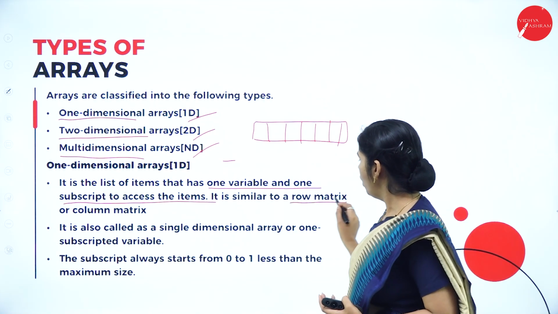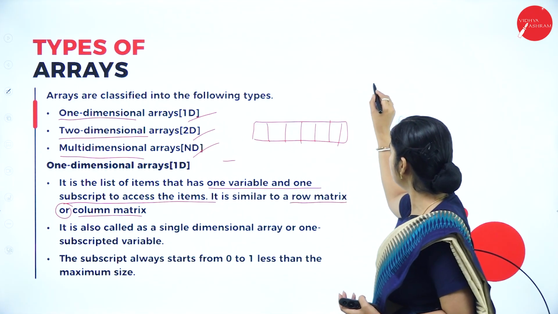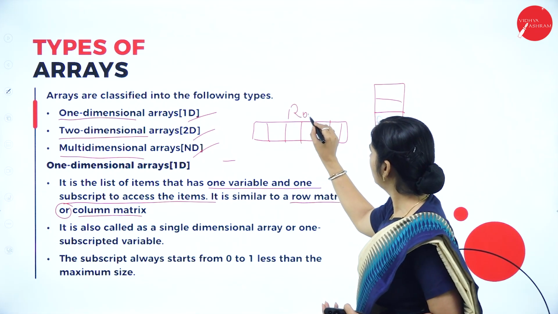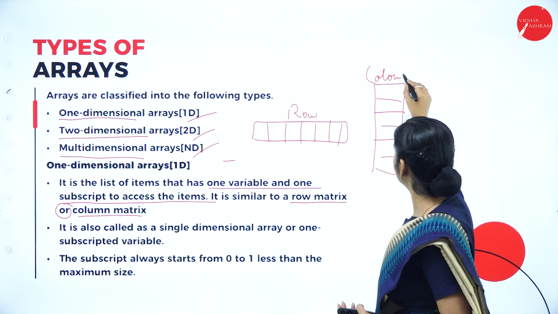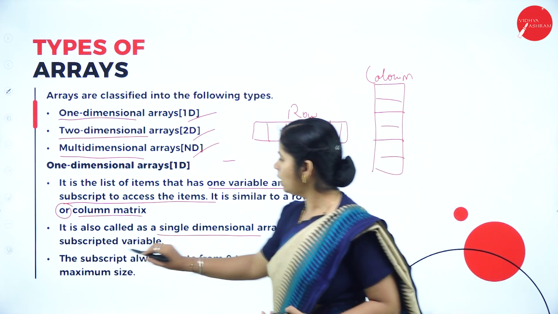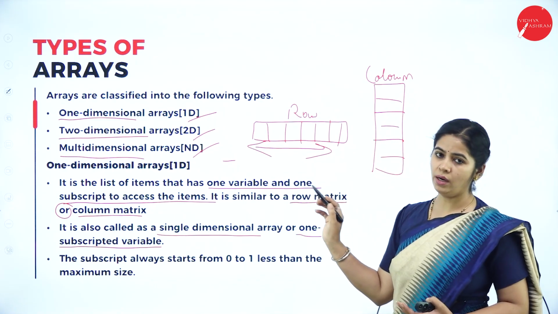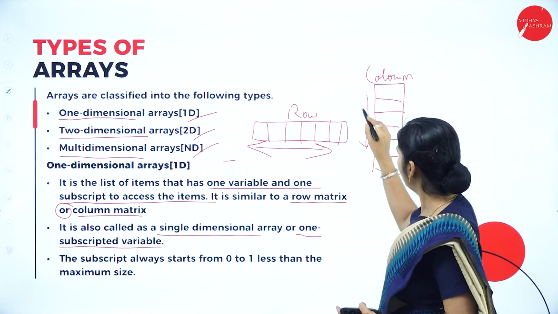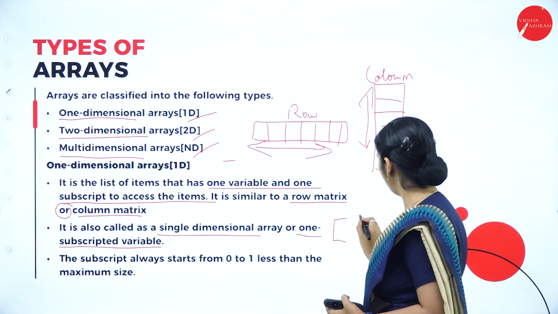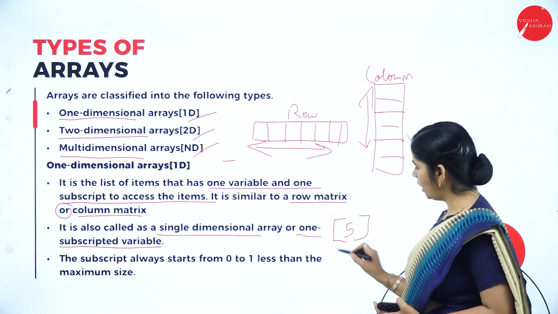It is similar to a row matrix or column matrix. You can represent the array like this, or like this. It can be a row matrix or a column matrix. So it is also called a single dimensional array or one subscripted array. Why one subscript? Single dimensional means it will be in one direction, like one dimension, or in this dimension. One subscript because it will be holding only one value.